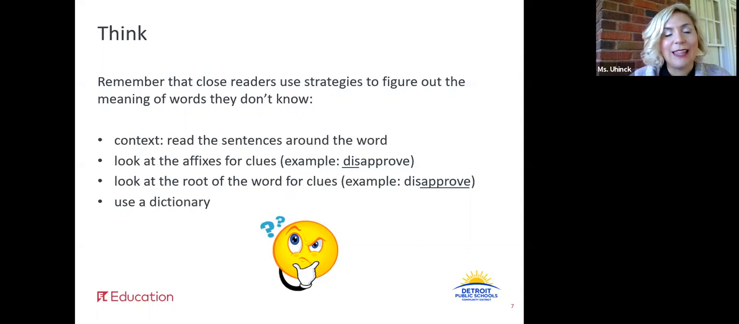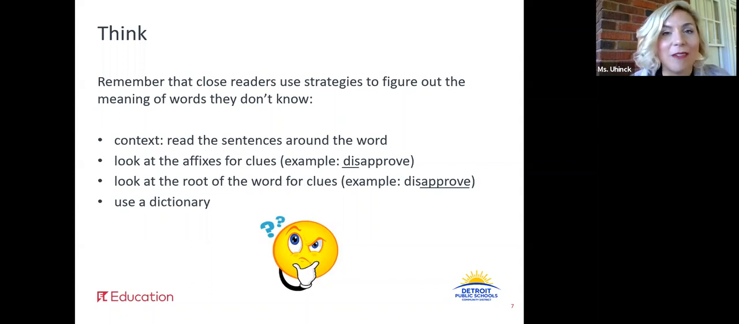The first strategy you can use is the context of what's happening in the text. You can read the sentences around the word or phrase to help you. You can also look at the affixes for clues. Remember, affixes can come at the beginning or the end of the word. In this case, we gave the example of disapprove. You could look at the affix dis, which means not, to help you figure out the meaning of the word. You can also use the root word. Again, in disapprove, you could use the root word approve to help you think about what this word must mean.